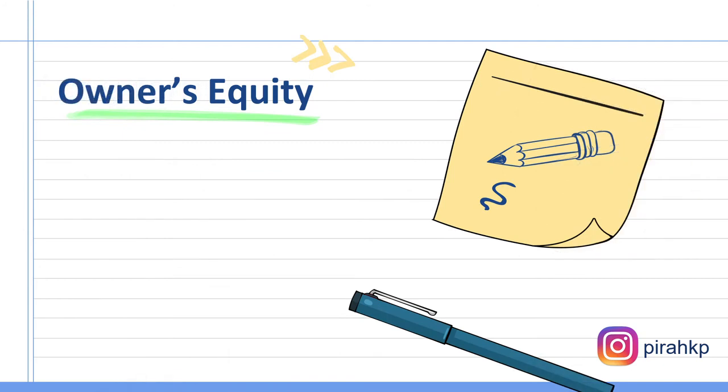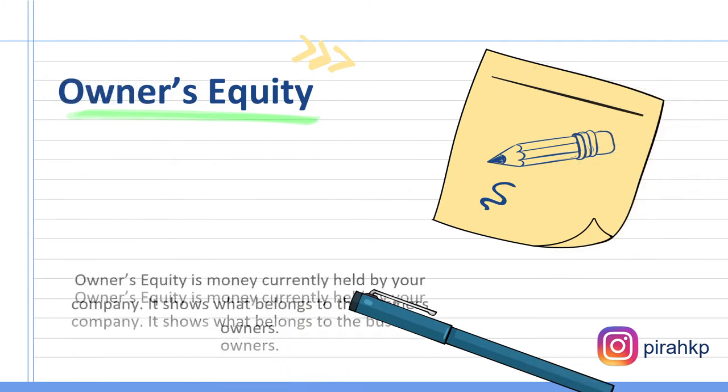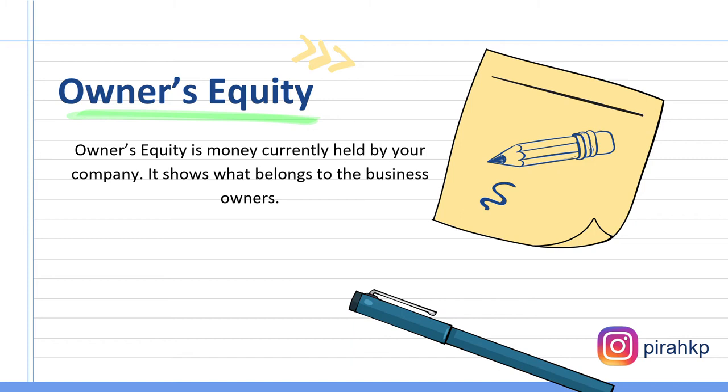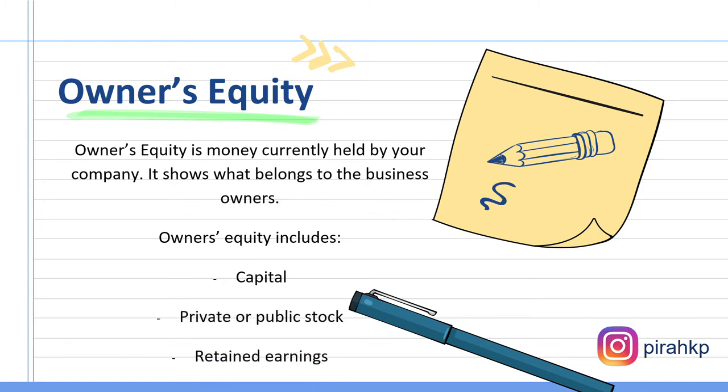Then there comes owner's equity. Owner's equity is money currently held by your company. It shows what belongs to the business owners. It includes your capital, private or public stock, retained earnings. That's your owner's equity.